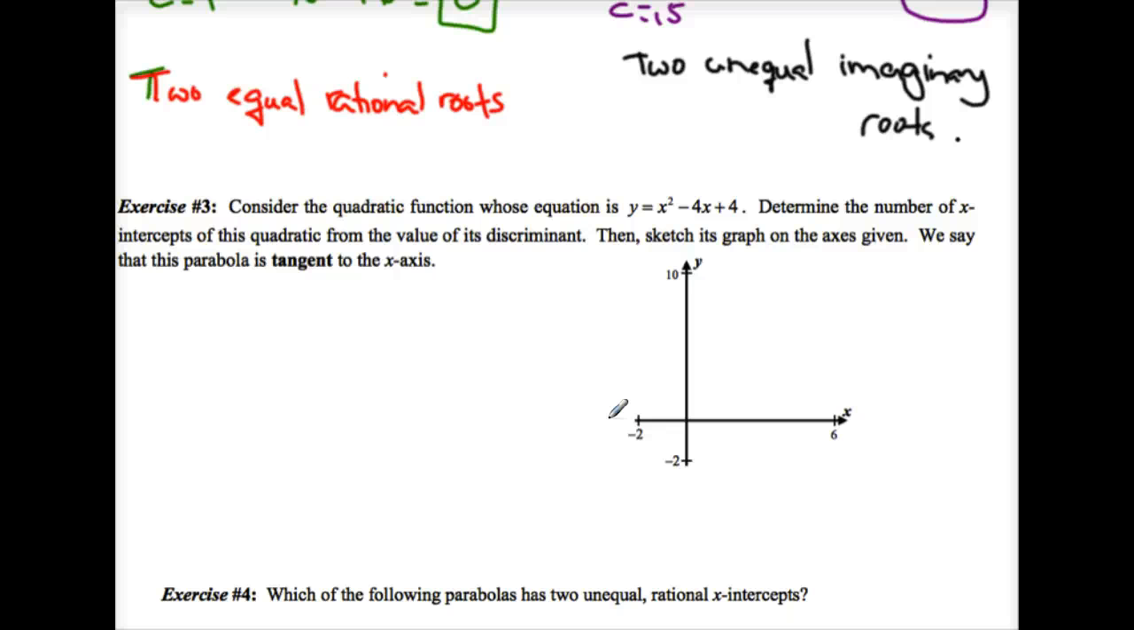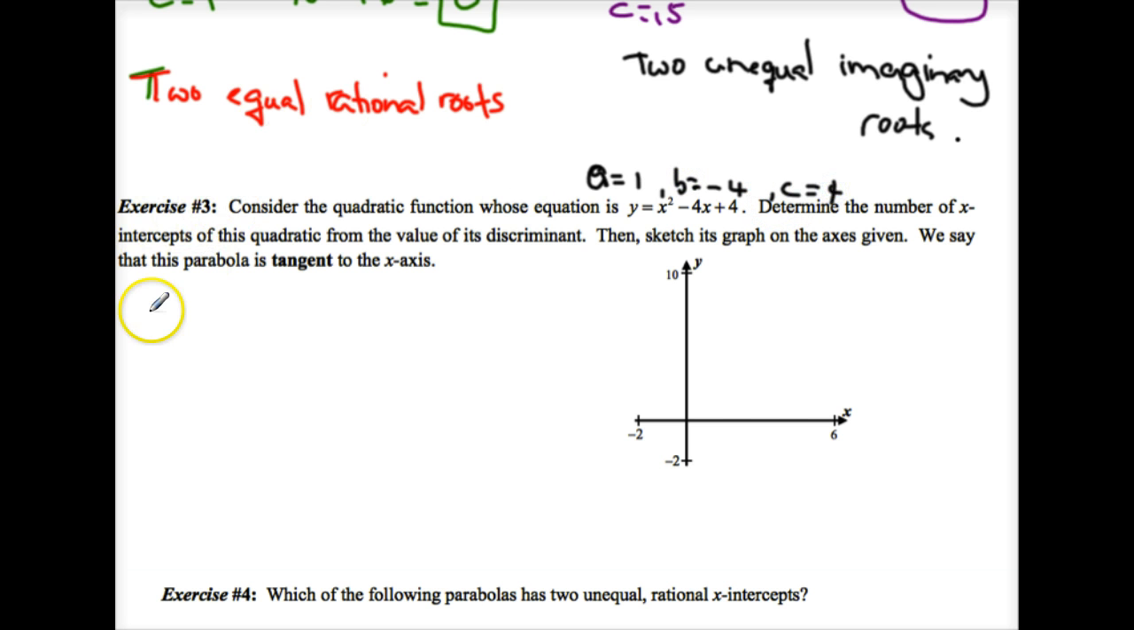Example 3, say consider the quadratic function whose equation is y equals x squared minus 4x plus 4. Determine the number of x-intercepts of this quadratic from the value of its discriminant. Then sketch the graph on the axis given. We say the parabola is tangent to the x-axis, but let's see why. So I want to know the discriminant. From this here, my a is 1, b is negative 4, and c is positive 4.